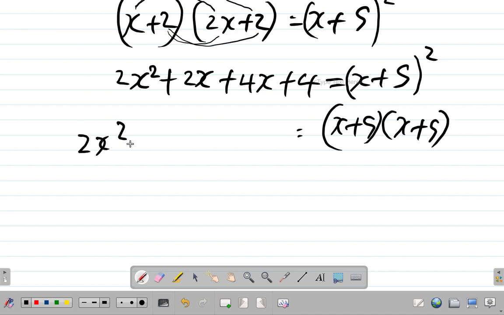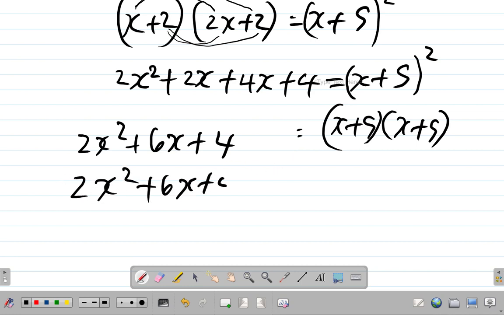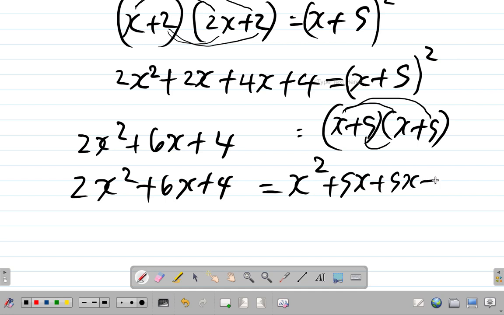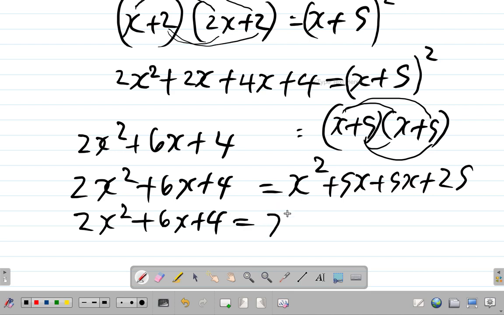So you have 2x squared plus 6x plus 4 equal this. So when you square out this part, you say x squared plus 5x, see that, plus 5x, plus 25. Alright. So you have 2x squared plus 6x plus 4 equal x squared plus 5x and 5x are 10x, 10x plus 25. So you see that?